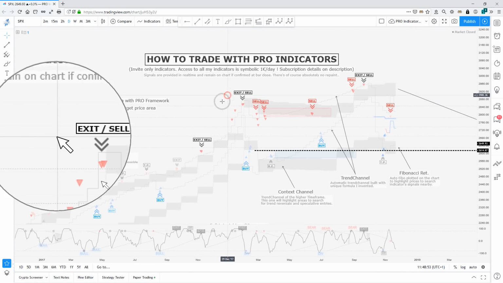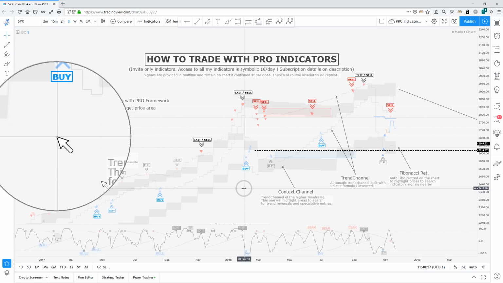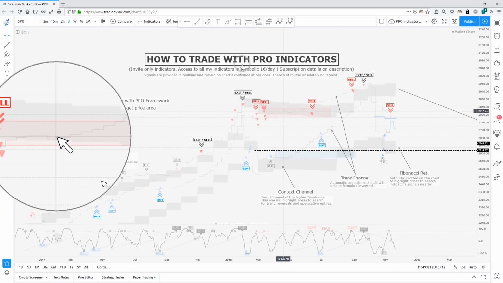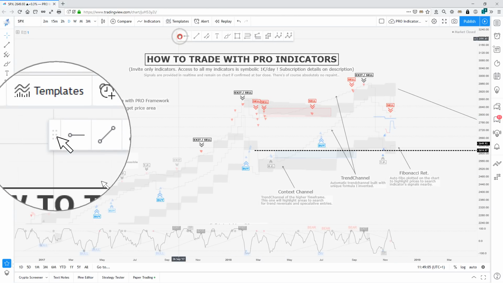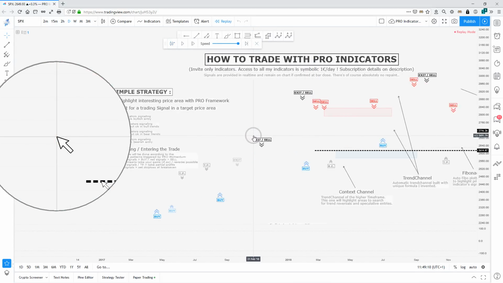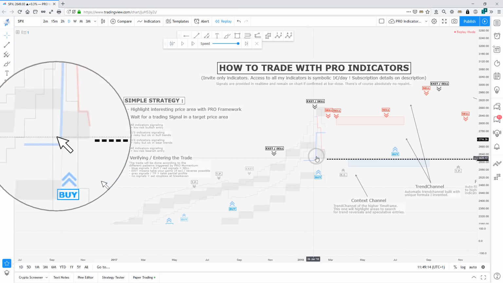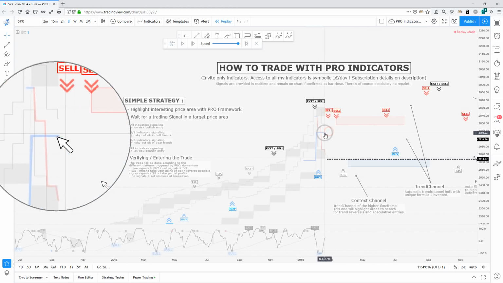All right, so this is how you use context channel and trend channel to highlight price conditions, okay? And then the Fibonacci retracement is going to take care of helping you trade inside ranges. So for example, we're going to go in here, okay, we're going to go replay. We're going to go back there because I don't want you to see and know what was happening back then. So we're going to talk about this, which is the 50% lines, okay?